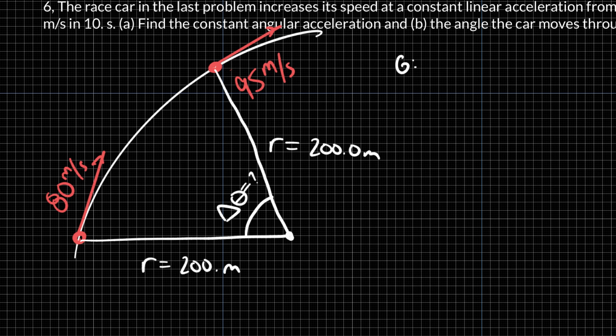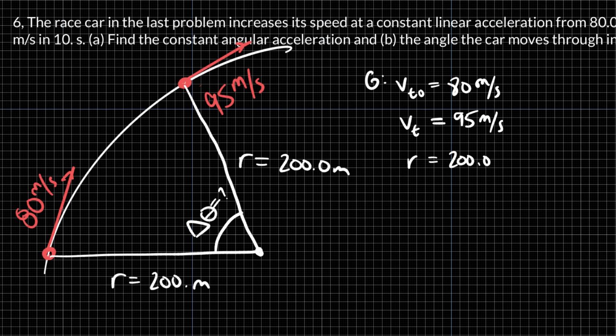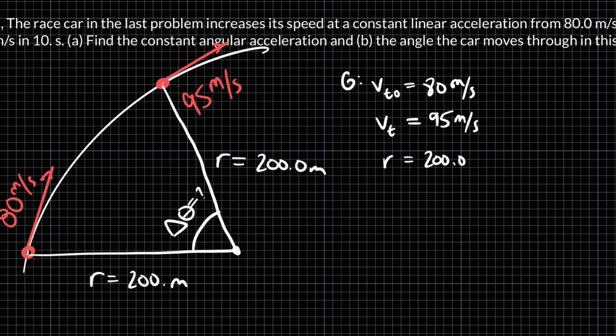So given, I know V sub t naught, its initial tangential velocity, is 80 meters per second. I know its V sub t, its final tangential velocity, is 95 meters per second. I know r is 200 meters. Is it 200.0, or is it just 200? Oh, it was just 200 from earlier, but it had a decimal on it. Let me get rid of that here, too.